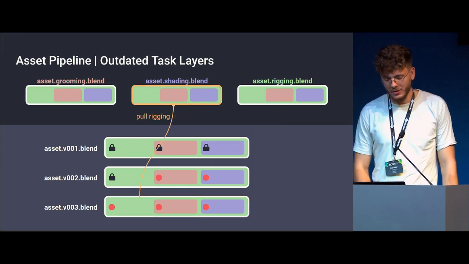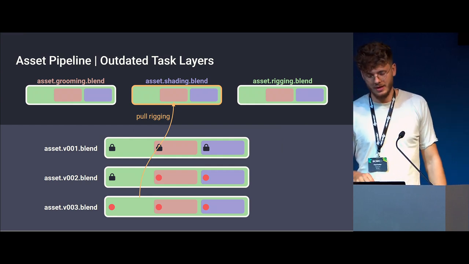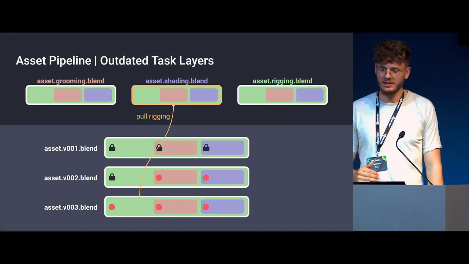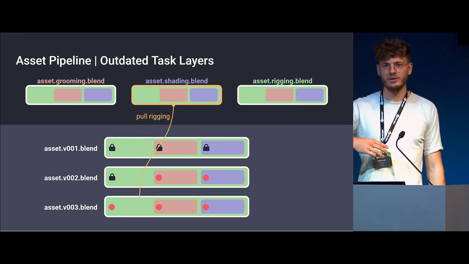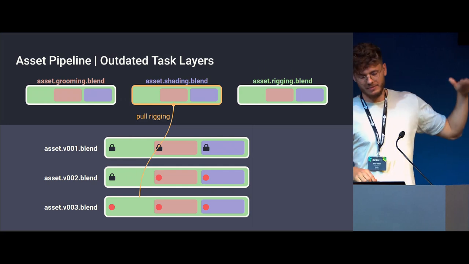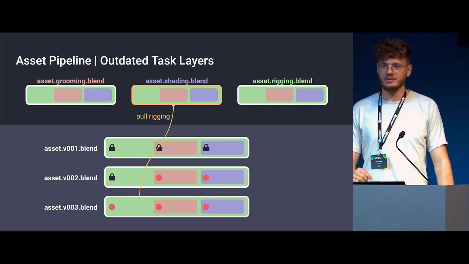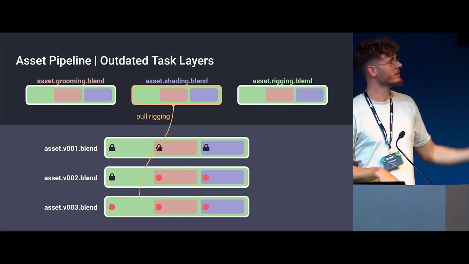So for this reason, it's important to perform a pull before a publish. When artists pull the other task layers, they always pull them from the latest asset publish. So this is all automated by the pipeline and makes sure that the task files here on the top are always as close as possible to the latest asset publish version.